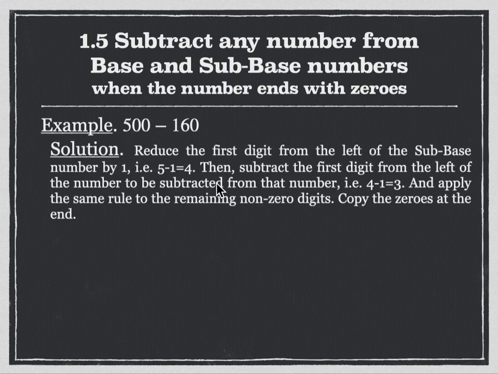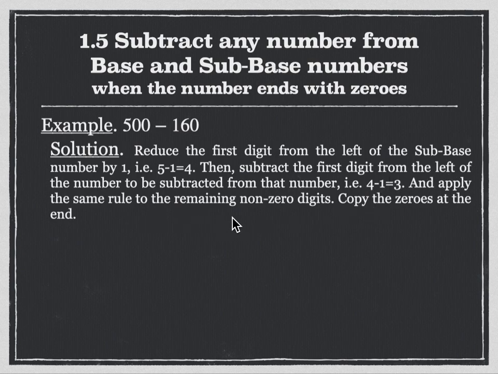So the solution works this way: reduce the first digit from the left of the subbase number by 1. That's the same thing we did in 1.3 and 1.4. So we have 5 minus 1 is 4. Then we subtract the first digit from the left of the number to be subtracted from that number. We have a 1 here in the subtrahend, so 4 minus 1 becomes 3. That will be our hundreds place in the solution.